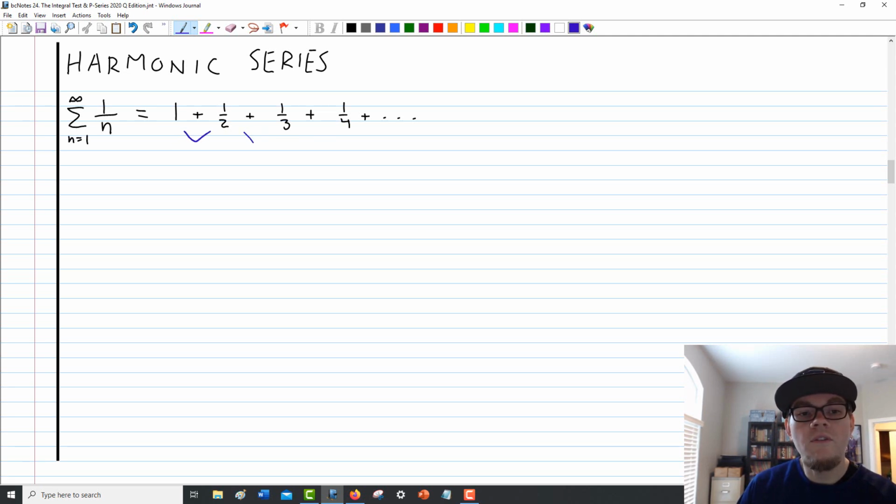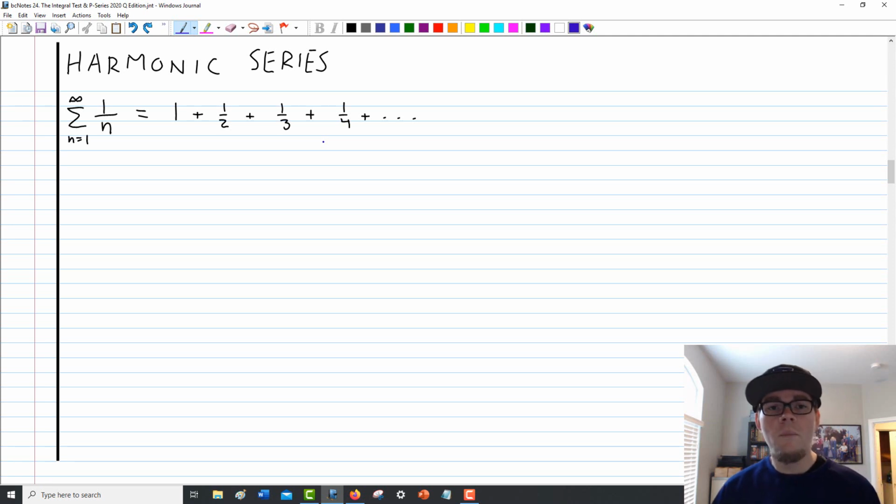Notice the differences between these terms are not the same. The difference here is 1/2. The difference here is 1/6. The difference here is, I should be able to do this, 3/12, 4/12, so it's 1/12. So obviously there's not a common ratio, and clearly we're not adding the same thing every single time. It's an easy series to generate, but it's not one that's easy to understand.